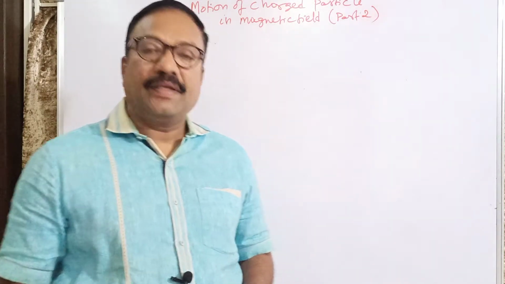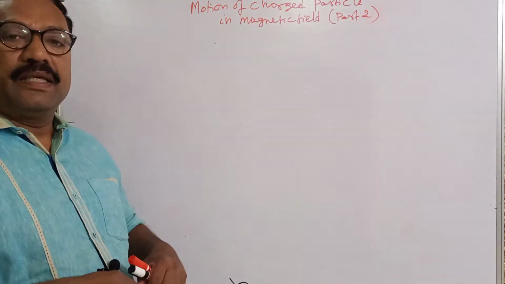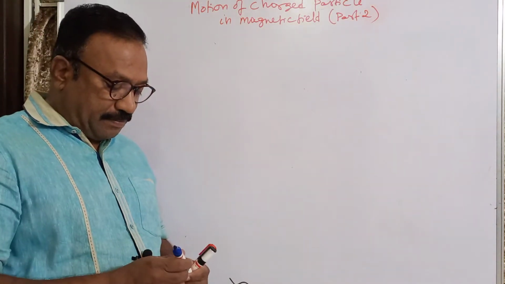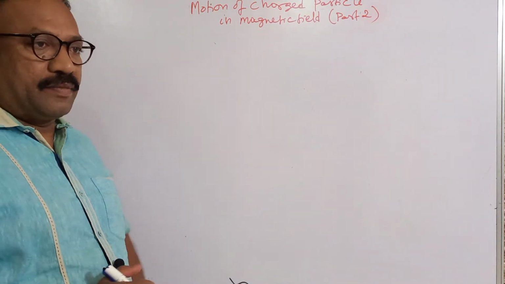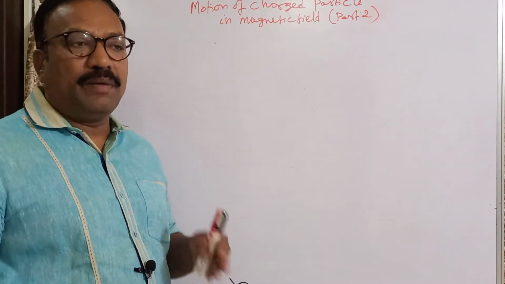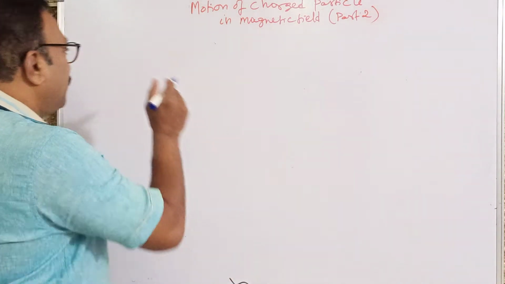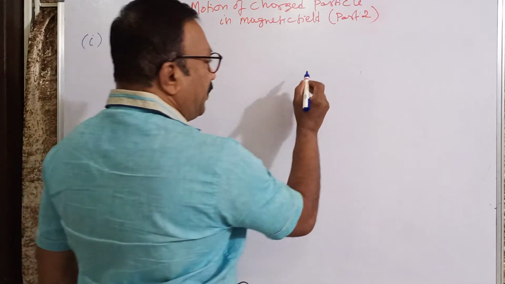In this part 2, what we are seeing is a charged particle entering the magnetic field, but the length of the field is not sufficient. So it will not complete its circular motion completely. So a part of the circular motion will take place. So in the first case, you will be taking a magnetic field.